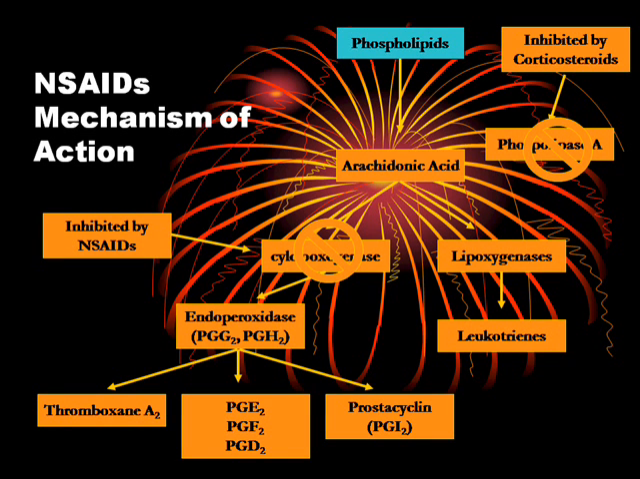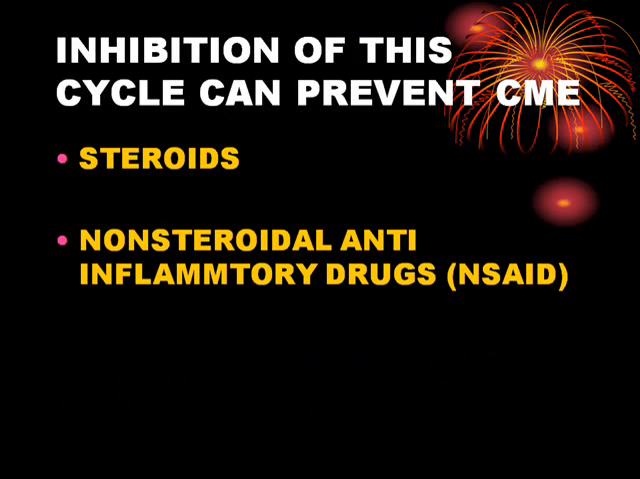Now we come back to the chart. You can see that the steroids inhibit the phospholipase, so the amount of arachidonic acid produced will be less, so it cannot enter into either of the pathways. So the leukotriene and the prostaglandin production will be less. Now if you see on the side of the chart, the NSAIDs block the cyclooxygenase pathway, thereby decreasing the production of the prostaglandins. So if we decrease the production of prostaglandins, we can decrease the incidence of CME.